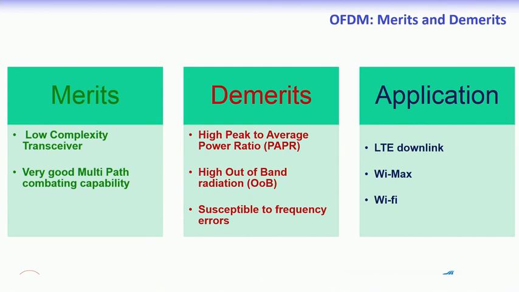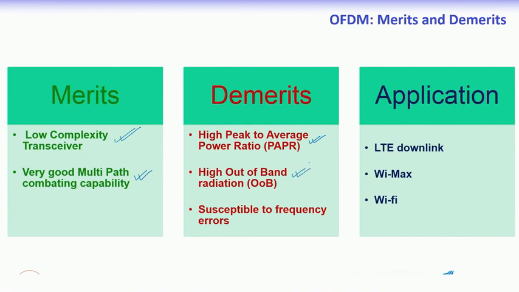So, we have always started off with the fact that OFDM has a very low complexity transceiver, simply because of the FFT architecture and good multipath combating capability. This we have discussed in the previous lectures. Demerits: peak to average power ratio we have discussed, and high out of band radiation we have briefly touched upon.